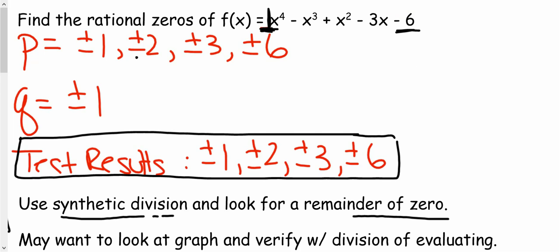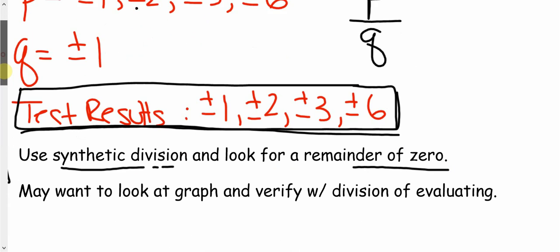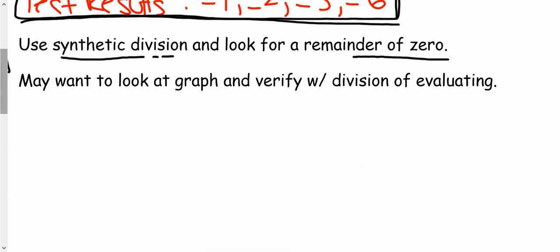To get my test results down here that are listed already, my test results we got were plus or minus 1, plus or minus 2, plus or minus 3, and plus or minus 6. And to get that, I'm just dividing my P values by my Q values. So our goal here, and what we're actually going to be doing, is using synthetic division, and we are going to be looking for a remainder of 0.